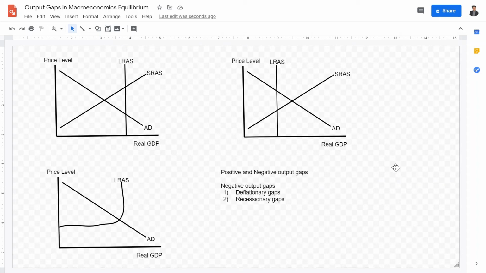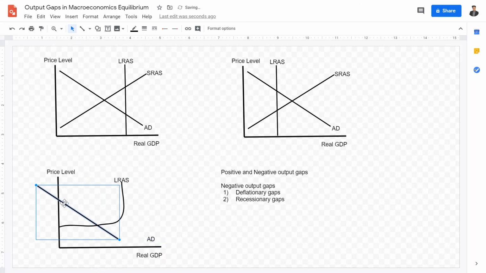Now, positive output gaps show that in the long run, the market will correct itself. At least this is the classical interpretation of macroeconomics, that in the long run, markets will correct themselves and everything will go back to normal. Everything will go back to LRAS, both in positive and negative outputs. However, for the Keynesian interpretation, negative output gaps cannot exist. Only positive output gaps can exist.